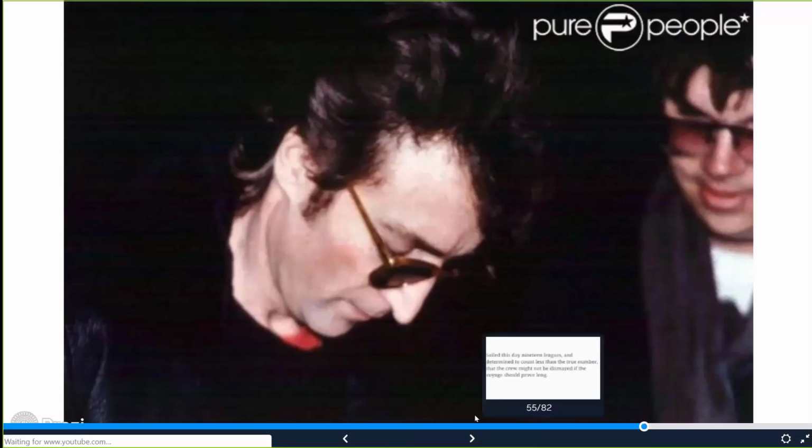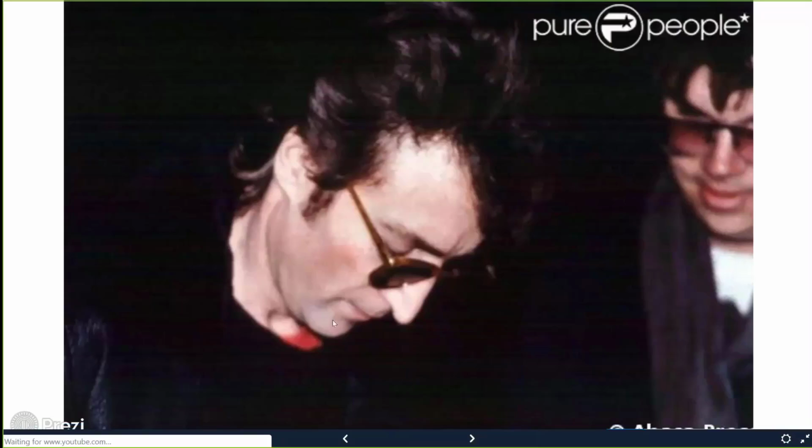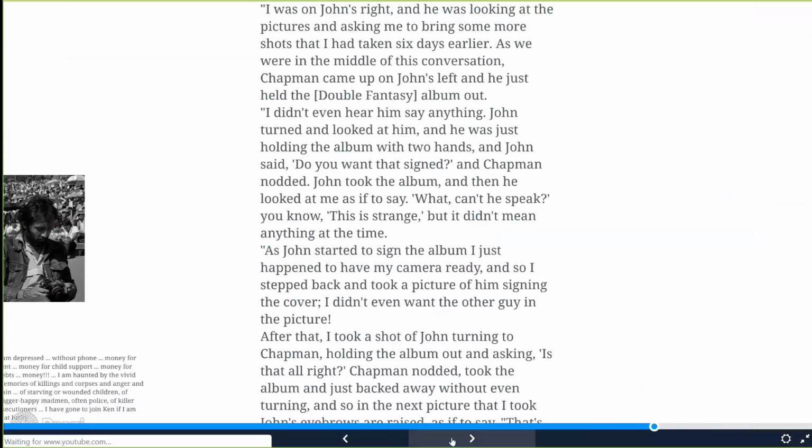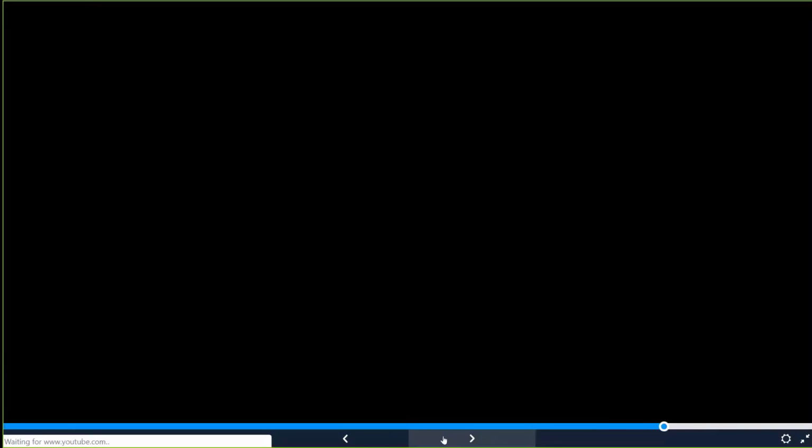Well, one time Lennon left the apartment, the photographer took a picture, and this guy was asking for an autograph, and that was, I think, Chapman. And here's the story of when he got killed. And so that's it. Now remember this.